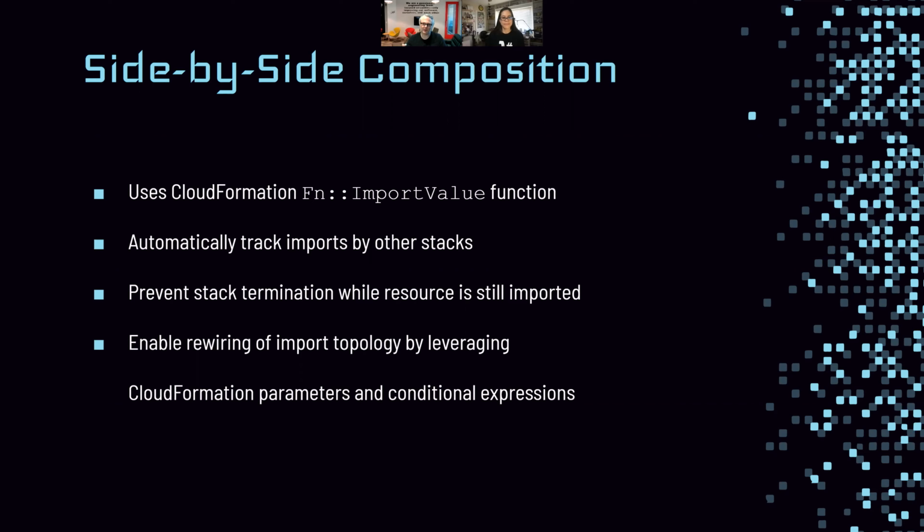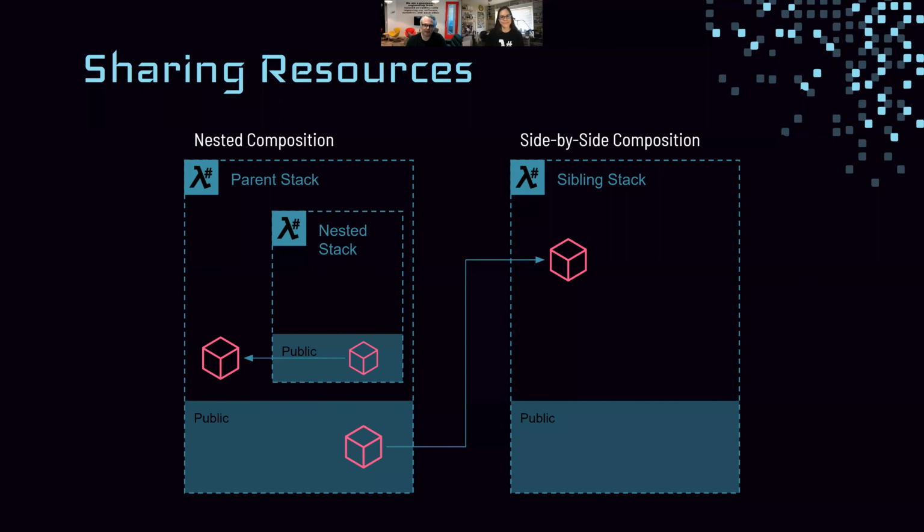Every time a stack uses import value to resolve an export from another stack, it is tracked by CloudFormation. You can actually see all the exports that a stack has and all the stacks that depend on it, that have consumed it. That, in addition, aside from providing a nice dependency tree, also adds termination protection. So in the previous example, the left stack is exposing a resource at the bottom that the side-by-side composition stack, the sibling stack, is consuming.